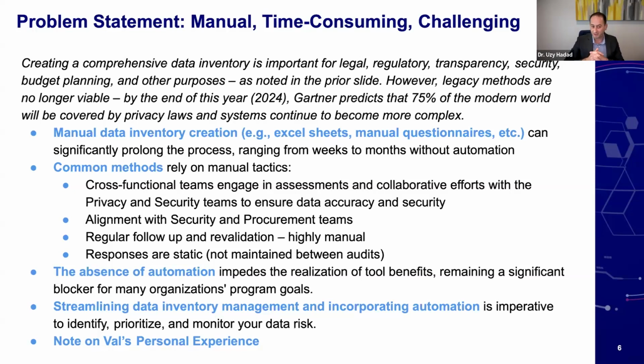It often is static, which is a problem, meaning it doesn't change, obviously, because it's a file. These methods often rely on a lot of what I call chasing, right? You're chasing engineering, you're chasing product, you're chasing procurement. It's highly manual. You have to regularly update it. Some of this doesn't really work in the modern world for modern organizations, particularly as you go on your maturity journey. Lack of automation impedes flow, and streamlining is really important.